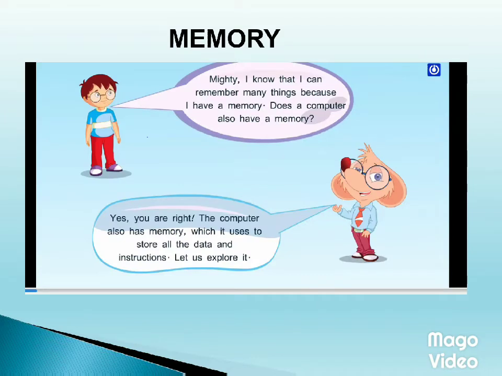Mighty: I know that I can remember many things because I have a memory. Does a computer also have a memory? Yes, you're right. The computer also has memory, which it uses to store all the data and instructions. Let us explore it. Children, a computer memory is just like a human memory. We are able to remember what we have studied from our memory. We can think and remember things from our memory. In the same way, a computer also has a memory.